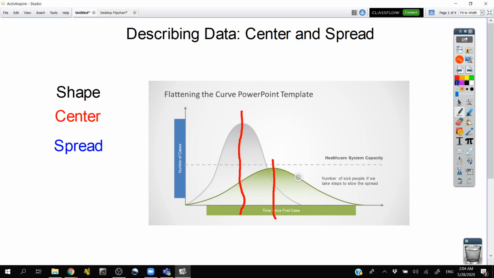Okay, well, spread has a different type of metric. The way we usually think of spread is we look at a certain percentage of the data. So I could say maybe about 60% of this data in the gray curve is inside of those values there. So between here and here on the gray curve, we'd have about 60% of the data, like the vast majority, right? But it's very different on this green curve.